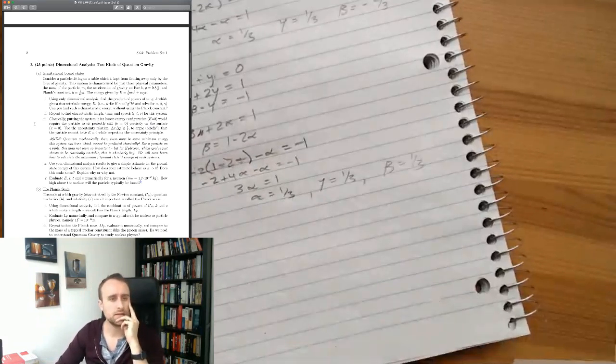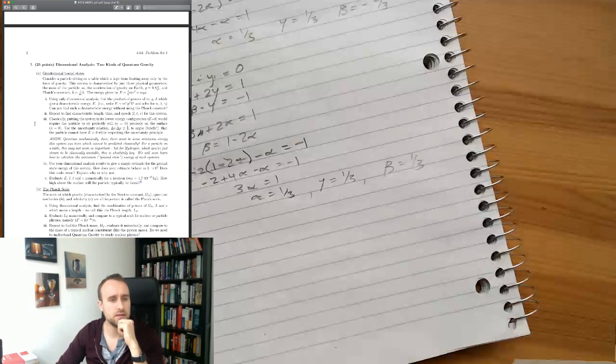So 3, classically, putting the system in its lowest energy configuration, E equals 0, would require the particle to sit perfectly still, V equals 0, precisely on the surface, X equals 0. Using the uncertainty relation, argue briefly that the particle cannot have E equals 0 while respecting the uncertainty principle.